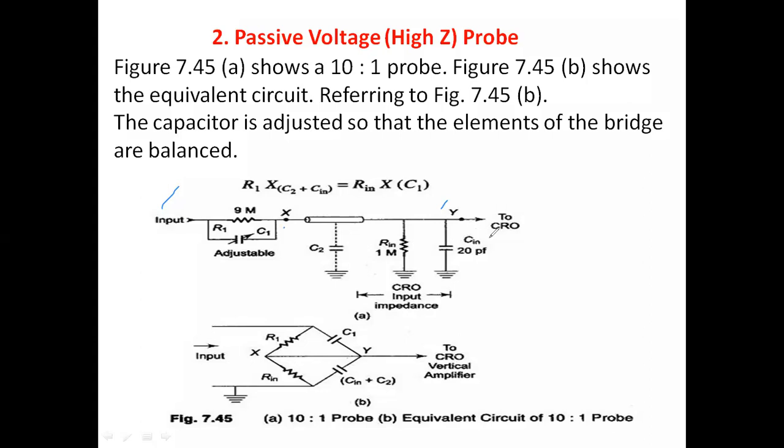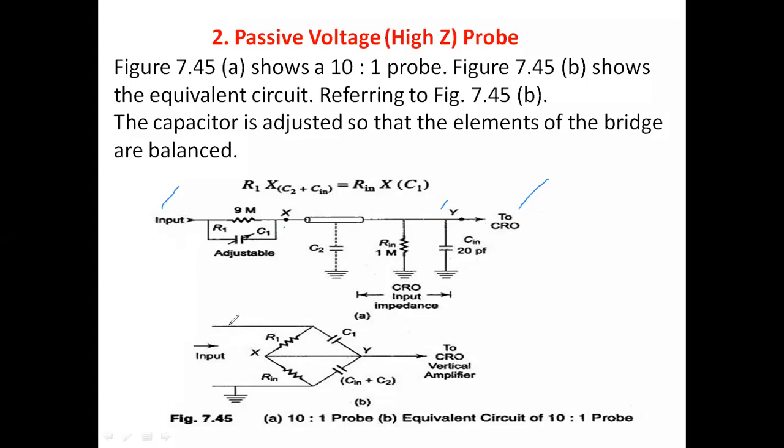And this is the C in, so 20 picofarads is the connection. This is the input impedance from here, the CRO input impedance. The output is connected to the CRO. So this will be like a bridge. The representation of this probe is formed as a bridge.